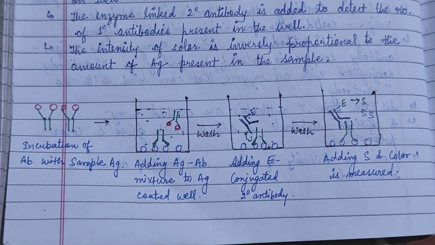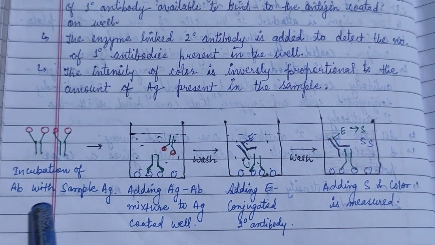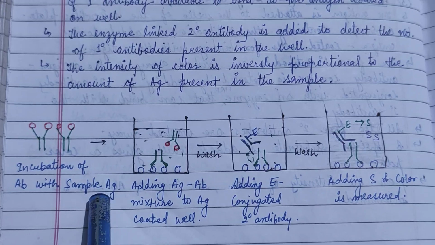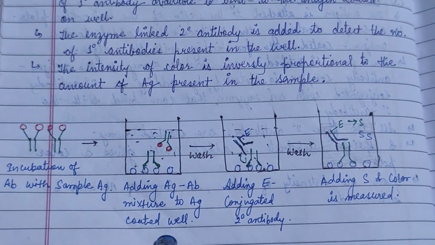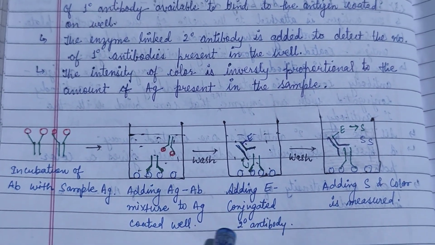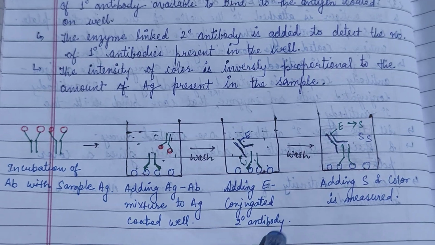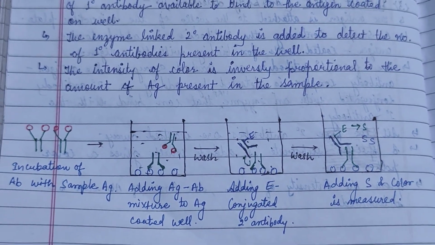So here is the process. In this, firstly the antibody is incubated with the sample antigen, and then the antigen antibody mixture is added to the antigen coated well, and then it is washed, and then the enzyme conjugated secondary antibody is added. Again it is washed, and then the substrate is added and color is measured.